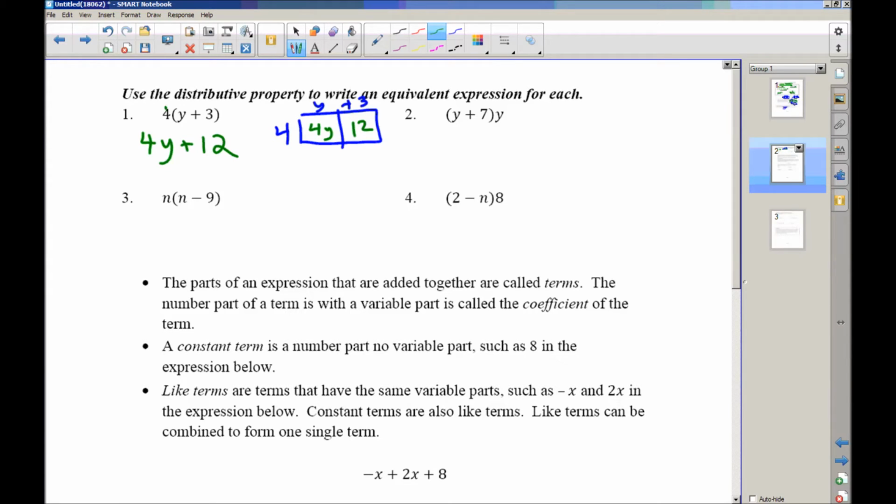Another way to think of it is just jump the fence here. 4 times y gives me 4y. And 4 times add 3 will give me add 12. Okay. All right, so this one's going in reverse.